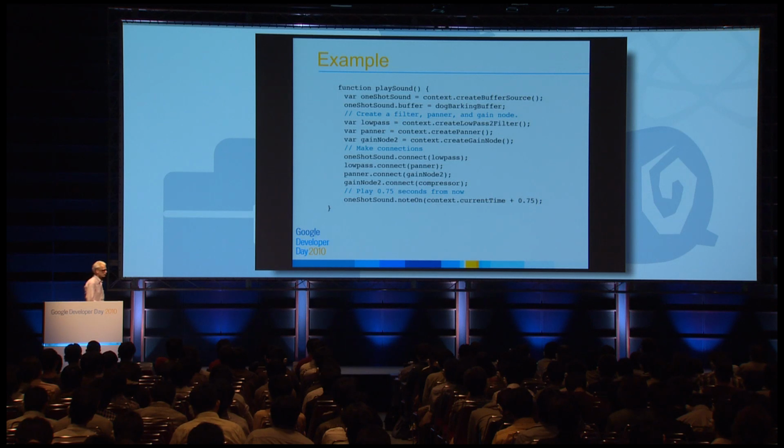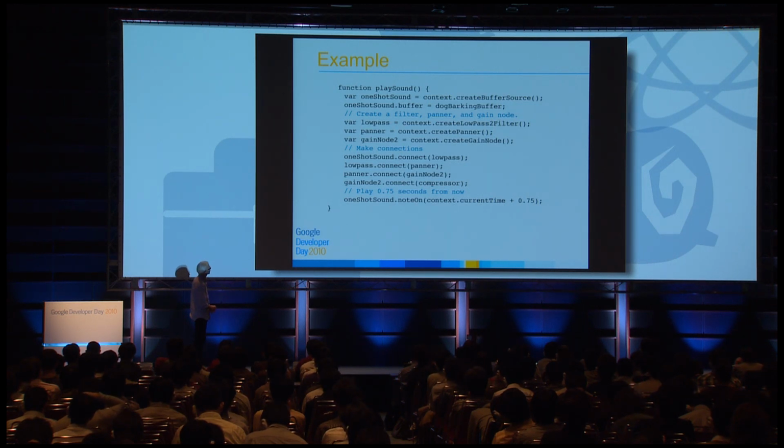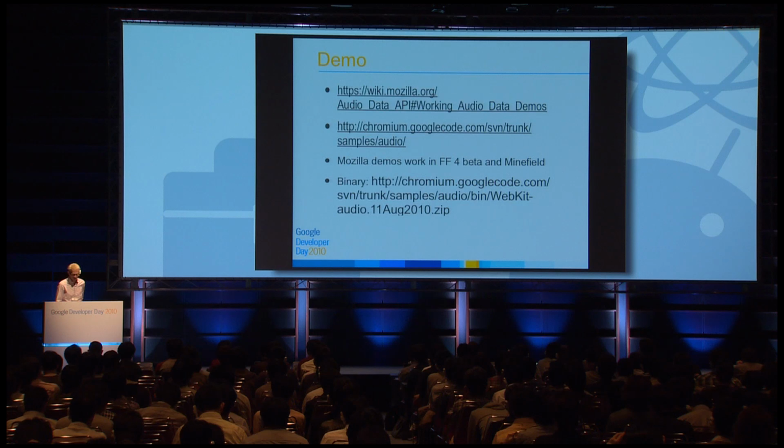So here's an example of how to use that API just to play a sound. You can see you're doing other things here with this context which you've created. A barking dog, you're adding filters, a panner, doing stuff with the gain. And that's pretty self-explanatory once you look at it. So these are toy examples.